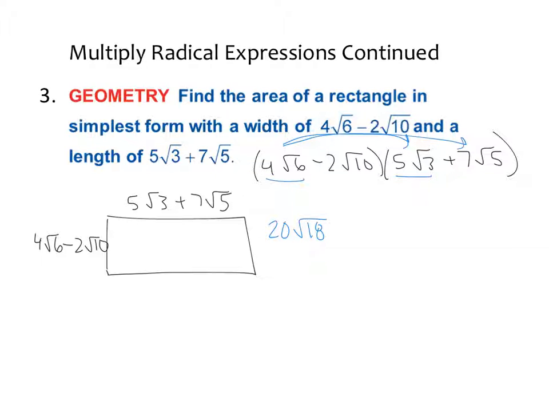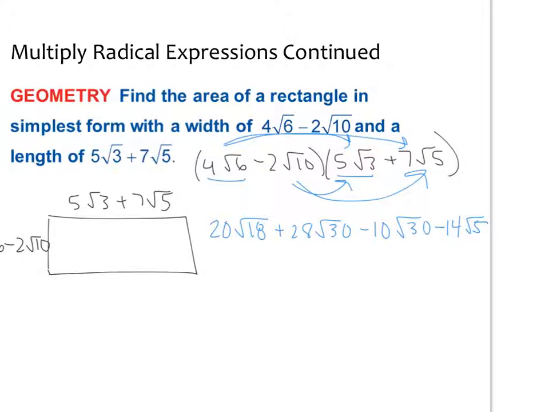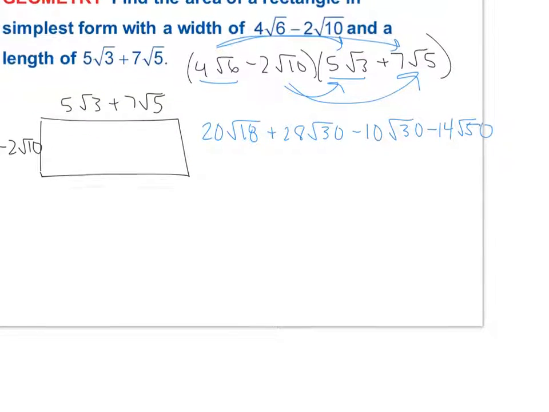Now 4 square roots of 6 times 7 square roots of 5 to give me 28 square roots of 30. Now negative 2 square roots of 10 times 5 square roots of 3 gives me negative 10 square roots of 30. And last but not least, negative 2 square roots of 10 times 7 square roots of 5, which is minus 14 square roots of 50. Move that over there. Now I'm going to break down the radicals and see if there's any like radicands that I'll see.